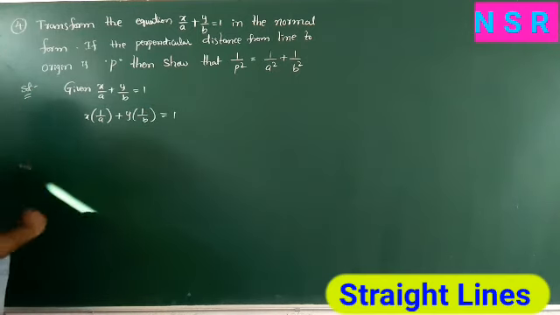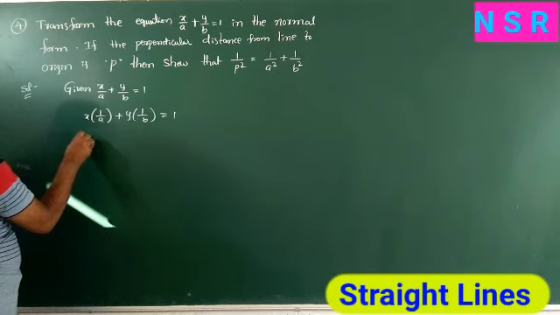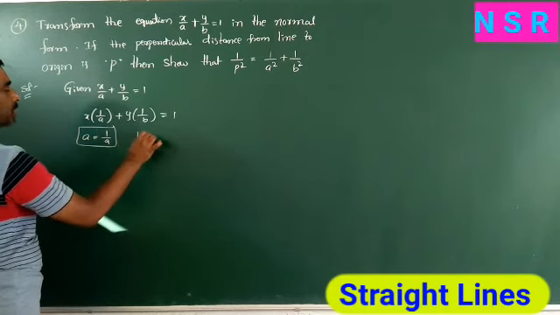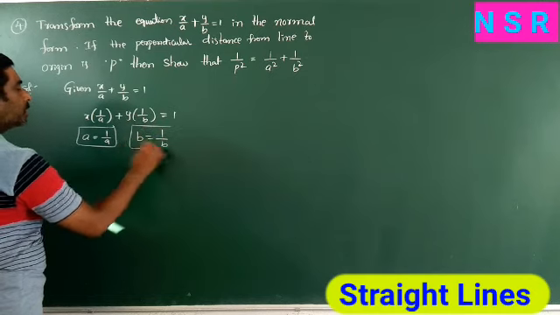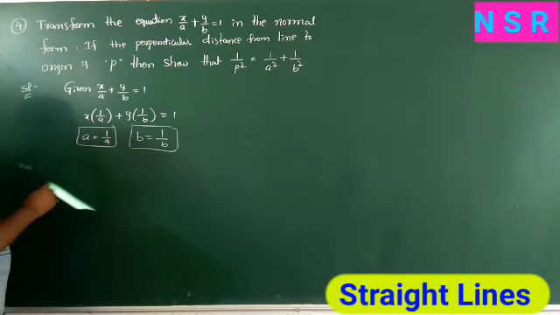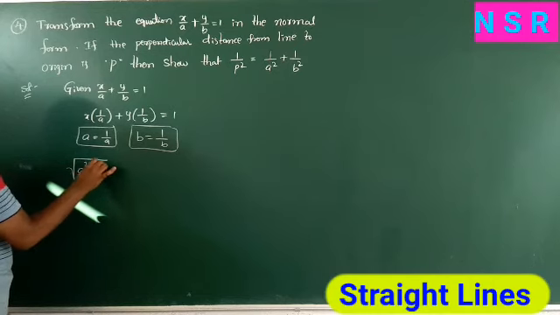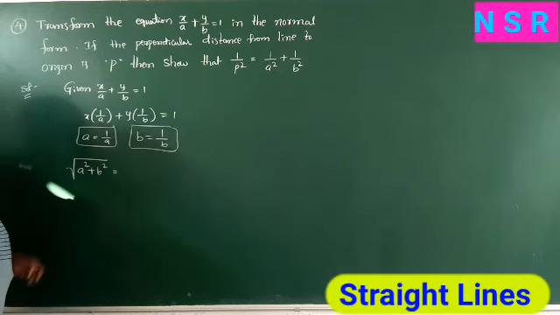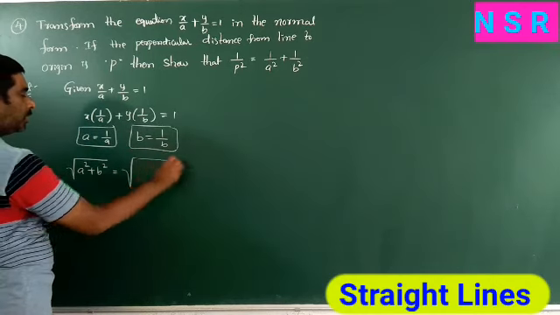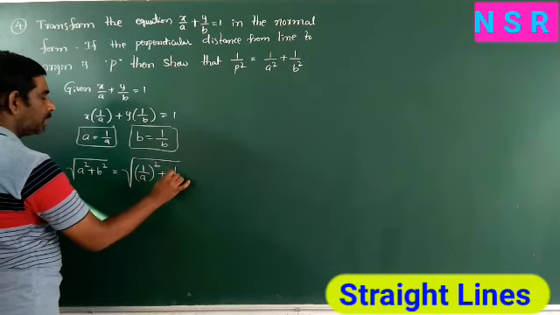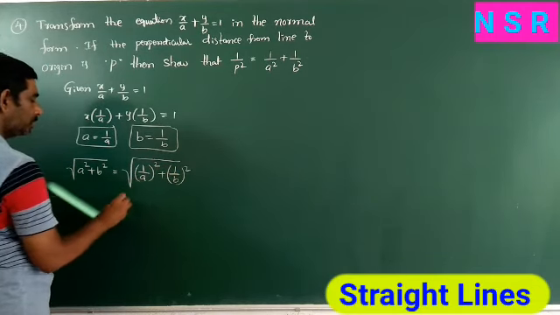Compare this with ax plus by plus c. Now here the a value is 1 by a and the b value is 1 by b. First find the square root of a square plus b square. This is the procedure to find the normal form of a straight line. So square root of 1 by a whole square plus 1 by b whole square.